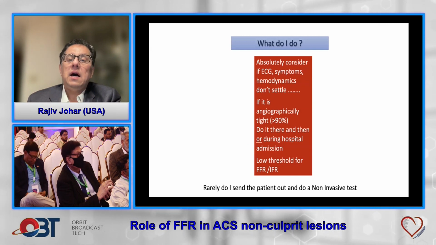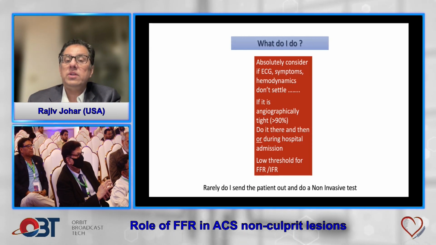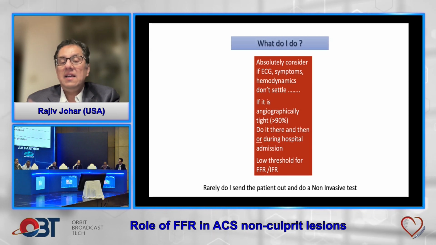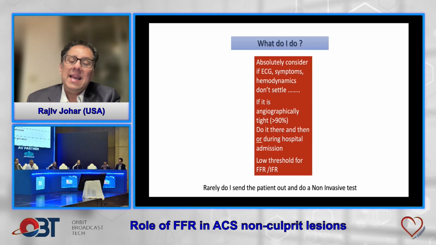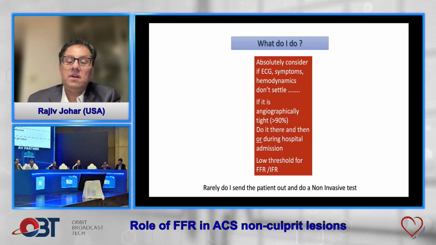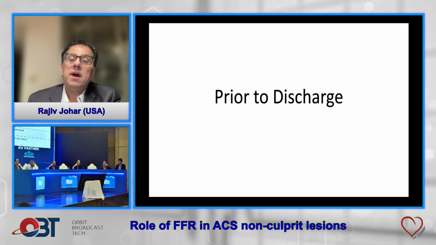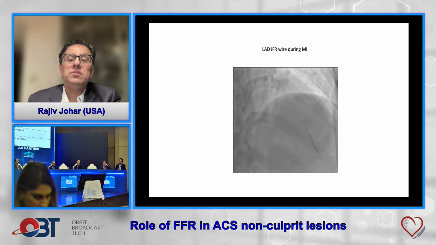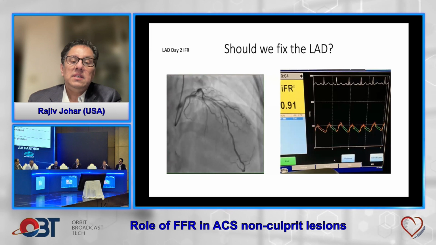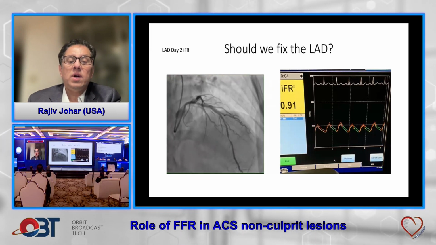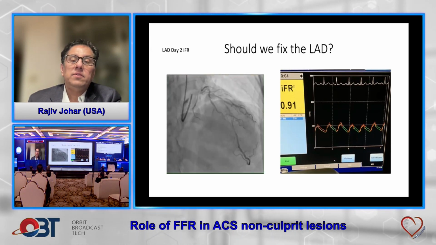So what do I do? I absolutely consider revascularization; EKG, symptoms, hemodynamics don't settle the question. If it's angiographically tight, I do it there and then, or during the admission if I've used a lot of dye. And I have a very low threshold for FFR, IFR. I do not send patients in 2023 for a non-invasive test prior to discharge. So what happened to my patient? The LAD IFR wire during MI? Should we fix this lesion? We did IFR on this lesion. It was 0.91, so we left it alone. And the patient went home and has been doing well ever since.